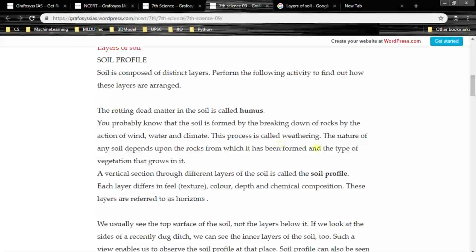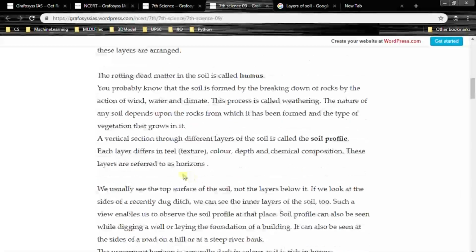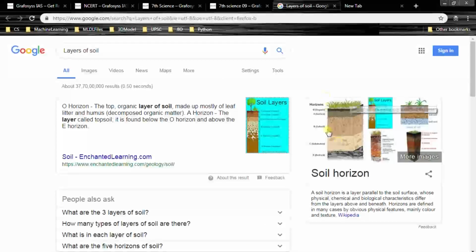This is weathering. The nature of any soil depends upon the rocks from which it has been formed and the type of vegetation that grows in it. So the type of vegetation that grows depends on the soil also. The vertical section through different layers of the soil is called the soil profile. So this is the vertical section, right?